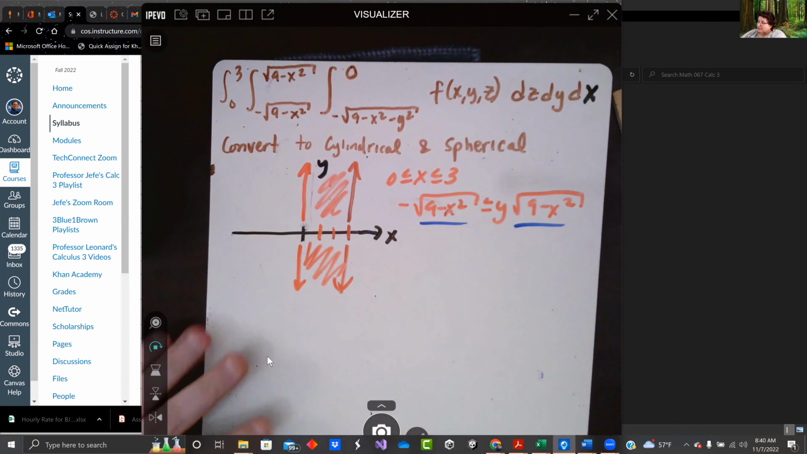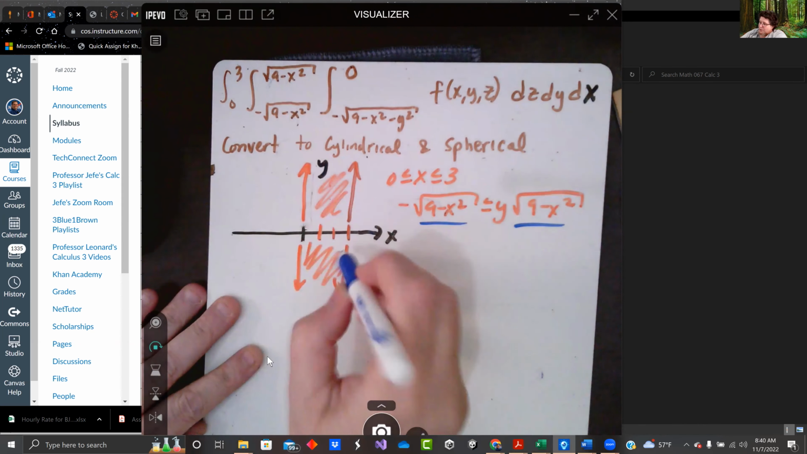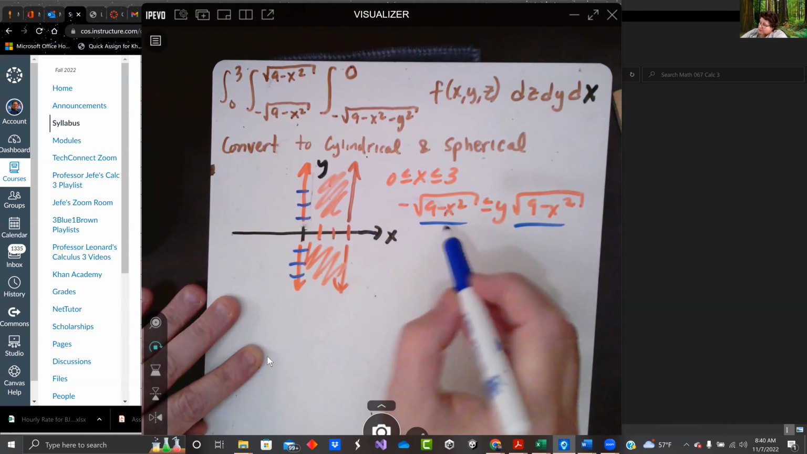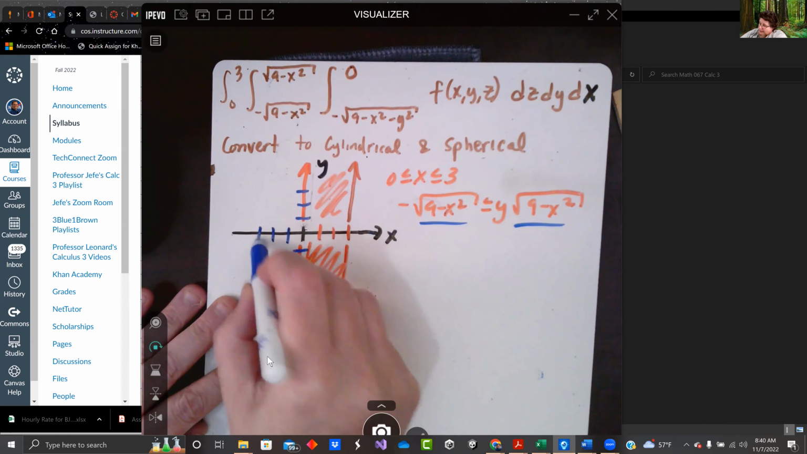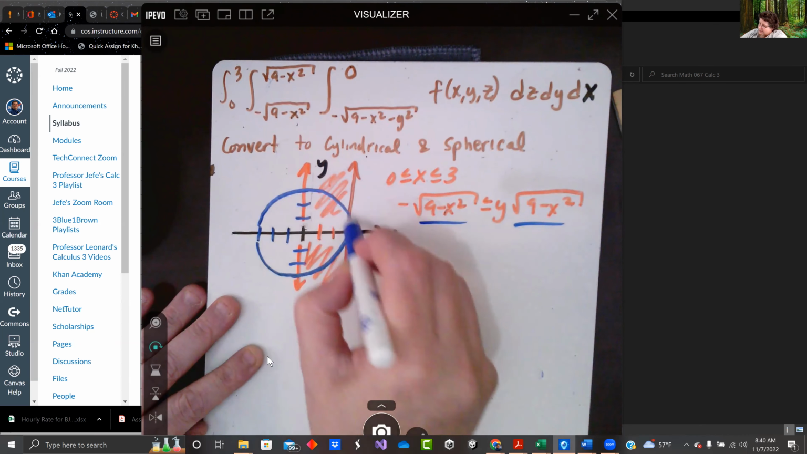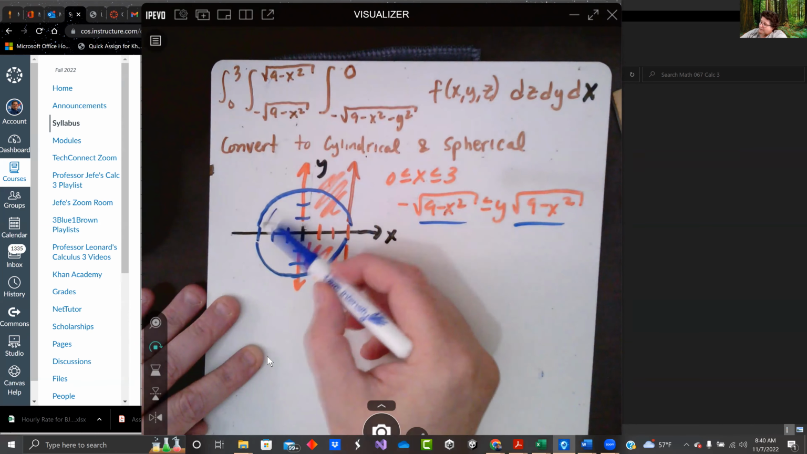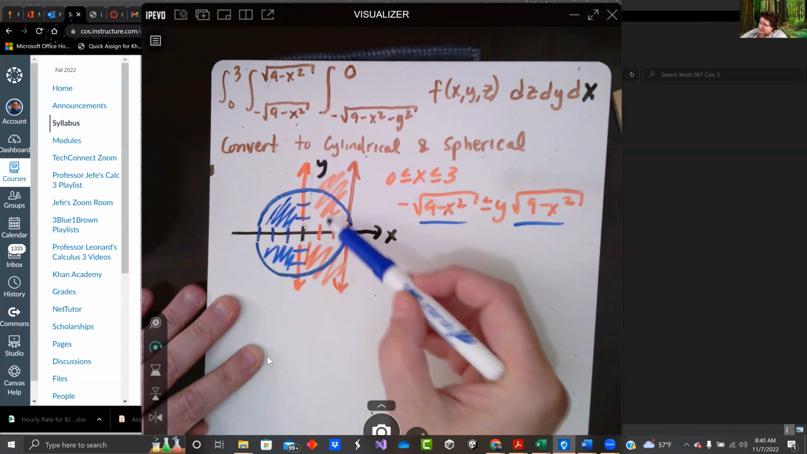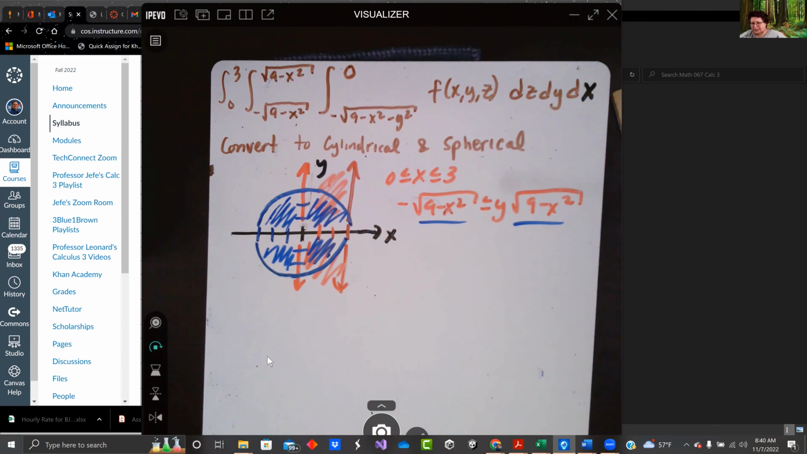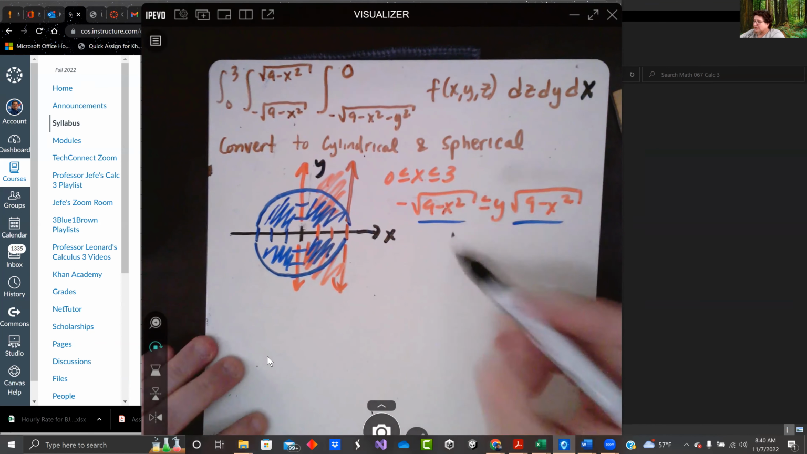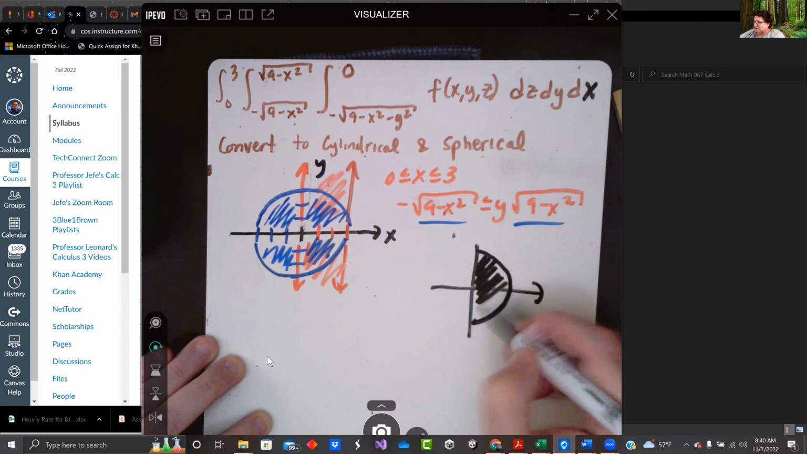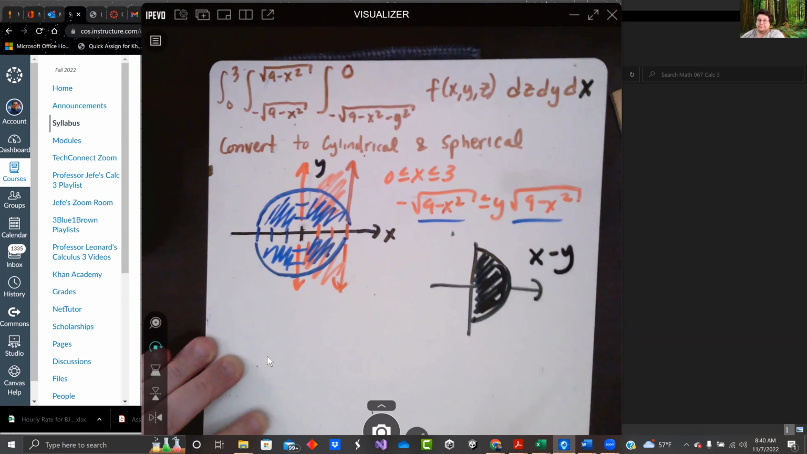That's that: square root of 9 minus x squared and negative square root of 9 minus x squared. If I go down 3 and up 3, this part is a half circle like this, and that part is a half circle like this. So the y component is covering all of this. The part that's overlapping is what we're looking for. The overlap is just that half circle. So this is the region we're looking at in the XY plane.